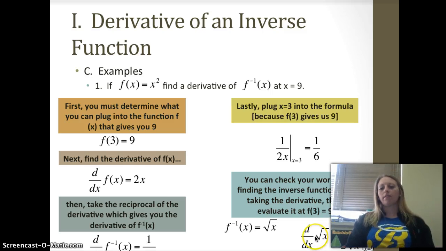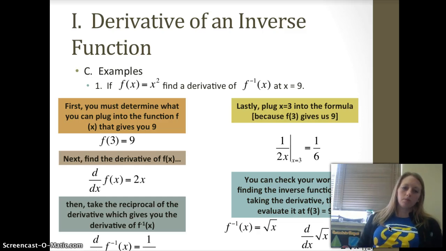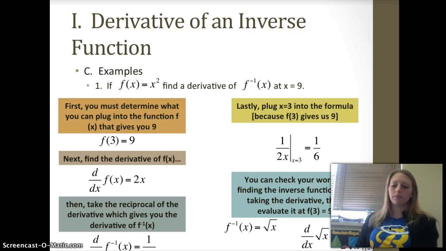So the derivative of this is 1 over 2 root x at x equals 9, which gives you the same thing. I'm going to move on. Remember, you can pause it and copy it. This will also be up on Schoology.